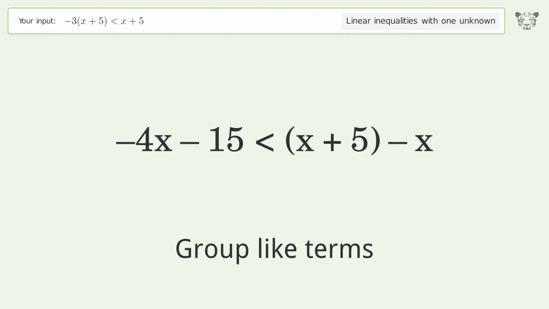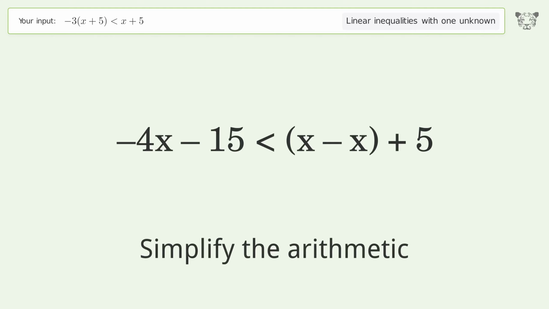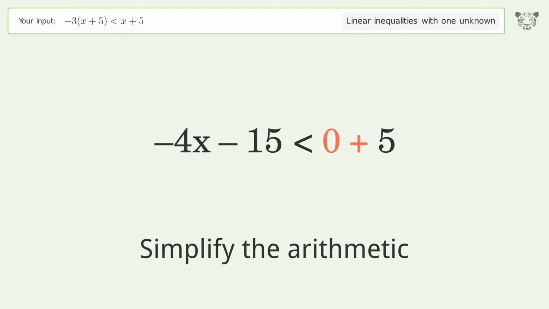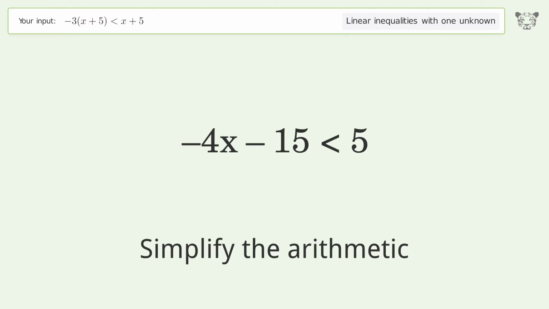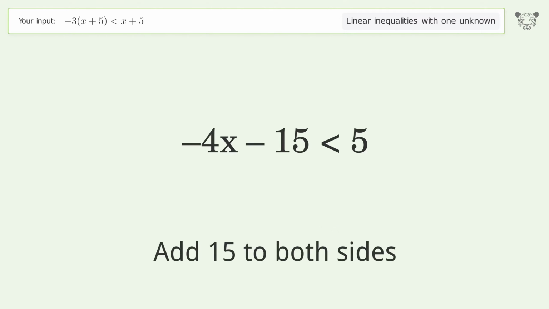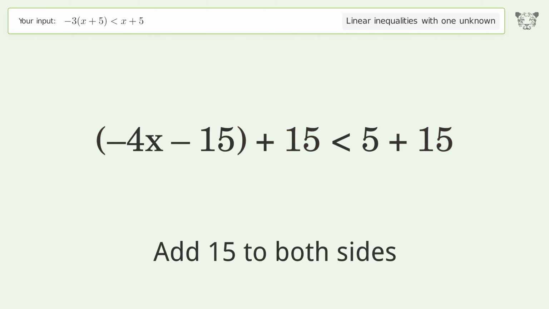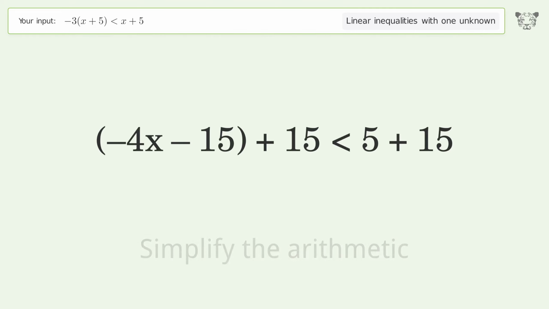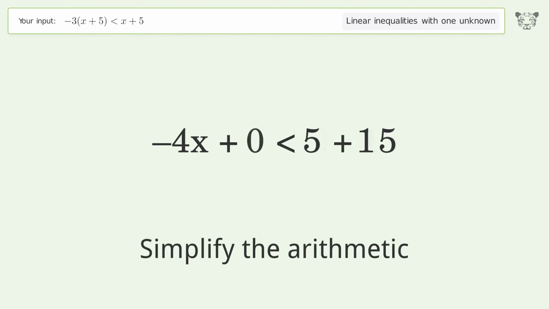Group like terms. Simplify the arithmetic. Group all constants on the right side of the inequality. Add 15 to both sides. Simplify the arithmetic.